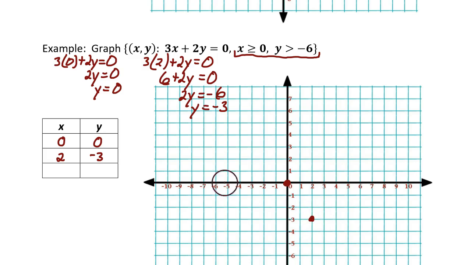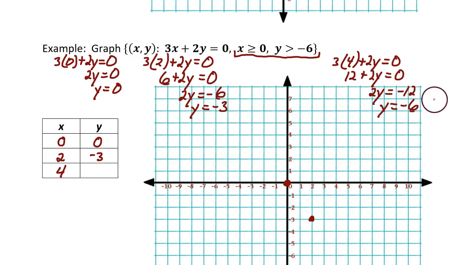Let's choose another number for x. How about 4? 3 times 4 plus 2y equals 0. 3 times 4 is 12. Next, subtract 12 from both sides and divide by 2. When x is 4, y is negative 6.